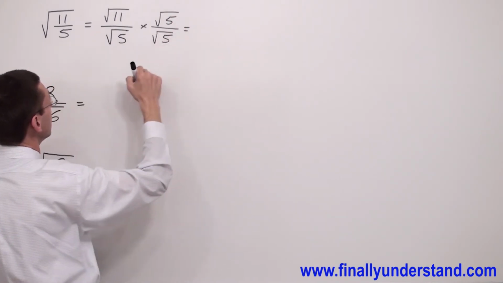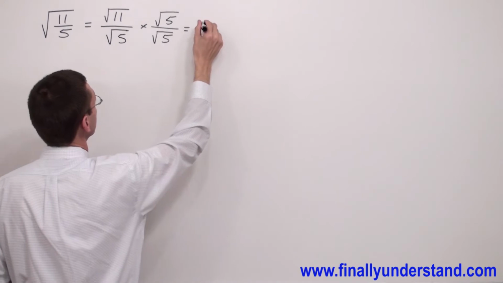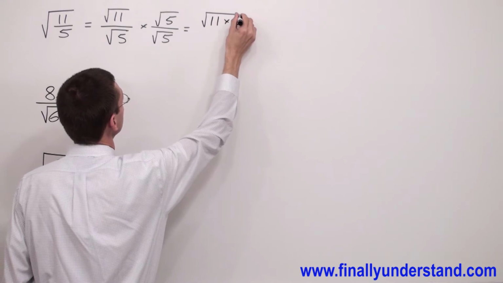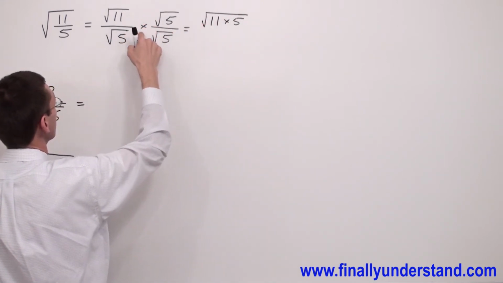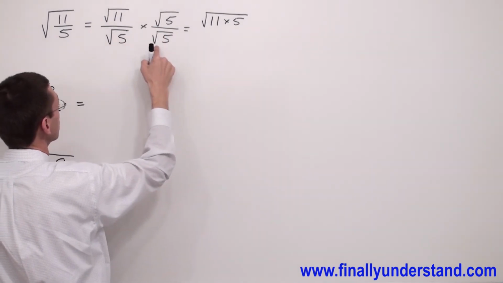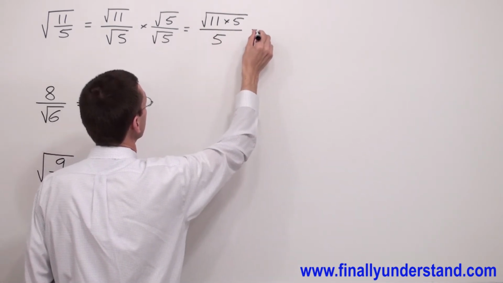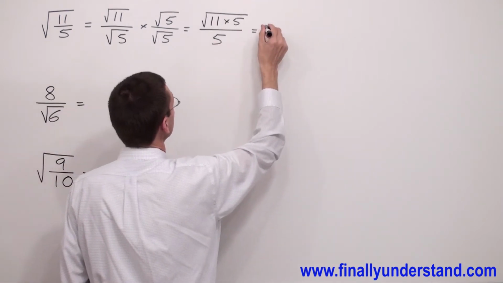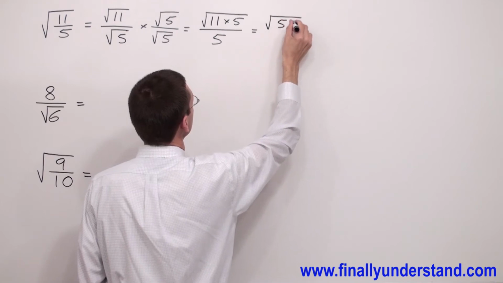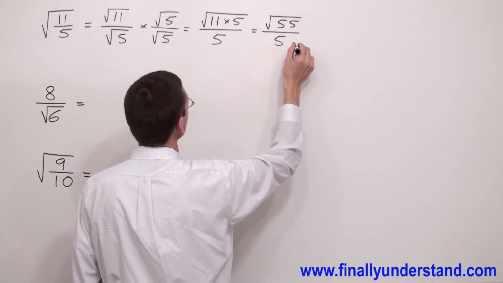Okay? Now, I can rewrite the numerators as a square root of 11 times 5 using the properties of radicals, because remember, anytime we multiply fractions, we have to multiply numerator by numerator, denominator by denominator. Square root of 5 times square root of 5 is equal 5. Okay? 11 times 5 is equal 55. So I have square root of 55 divided by 5. This is the solution to my problem.